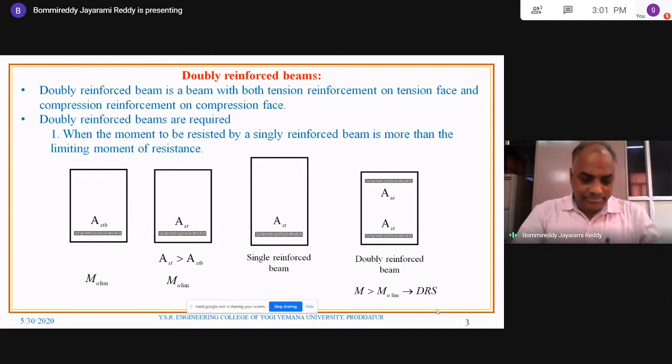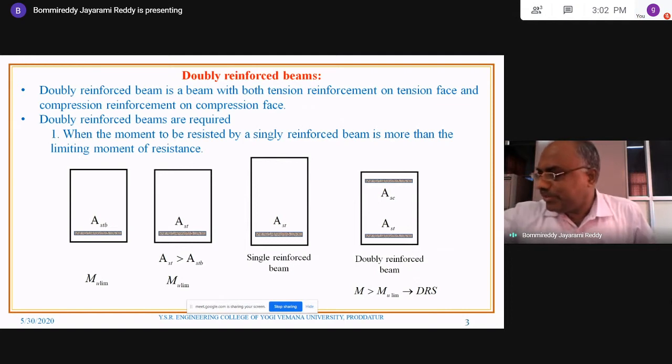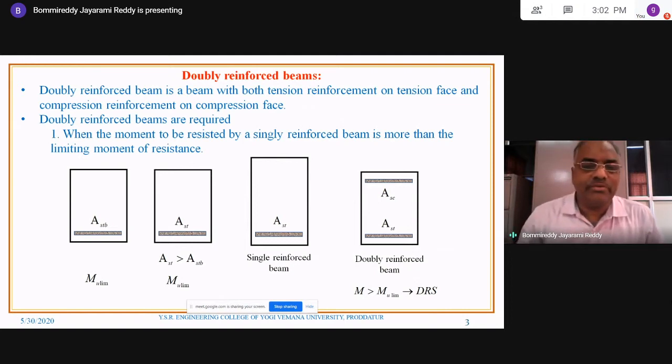Doubly reinforced beam. So far we have seen singly reinforced beam, where the reinforcement is provided only on the tension face to take up all the tensile stresses that are acting on the structure on the tension face. And here is another member, doubly reinforced member. Why is a doubly reinforced member required?